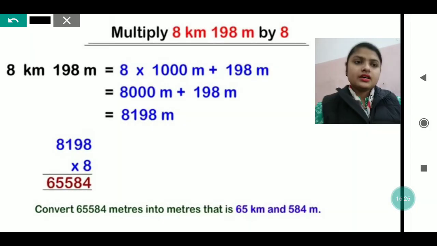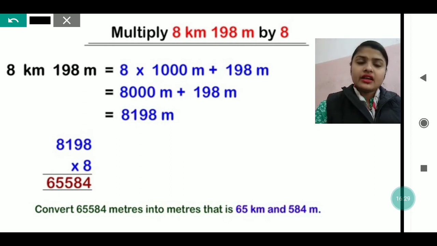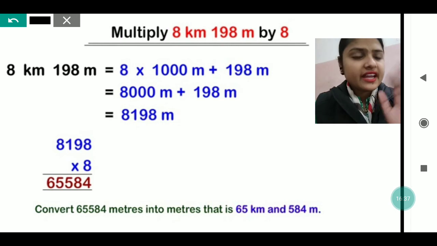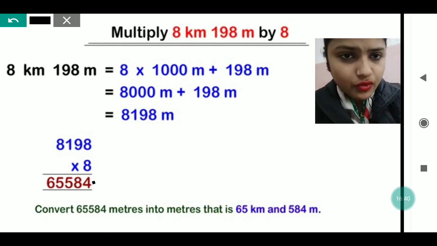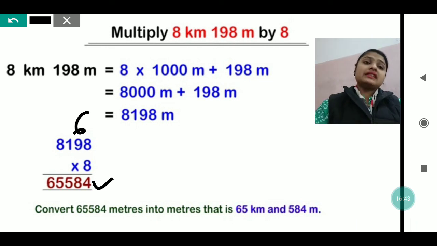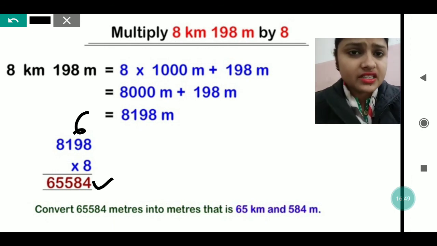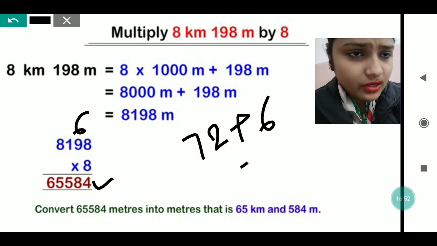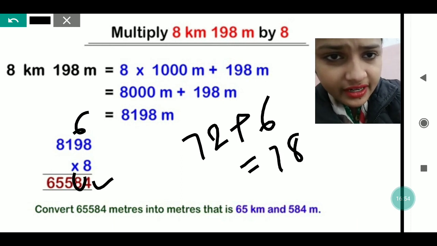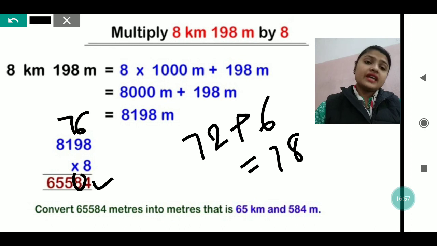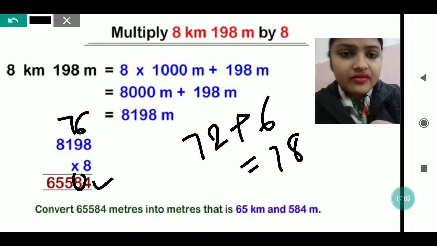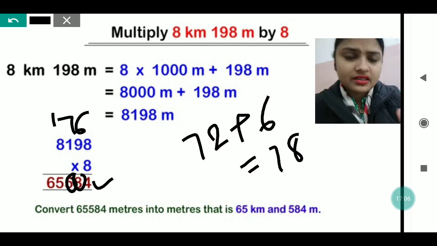In the same way this question also we have to do, like 8 kilometers and 198 meters, which you have to multiply by 8. 8 into 8 is 64. So 4 will be written down and 6 will be written up. 9 into 8 or 8 into 9, in both cases you get 72. 72 plus 6 is 78. So 8 is written down and 7 is written up. Now 8 into 1 is 8, and plus 7 is 15. So 5 we will write down and 1 we will take as carry.